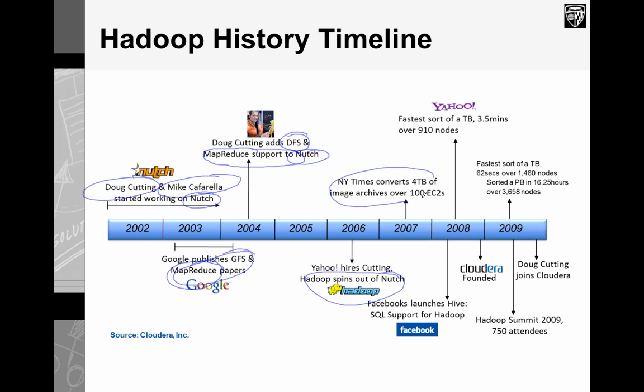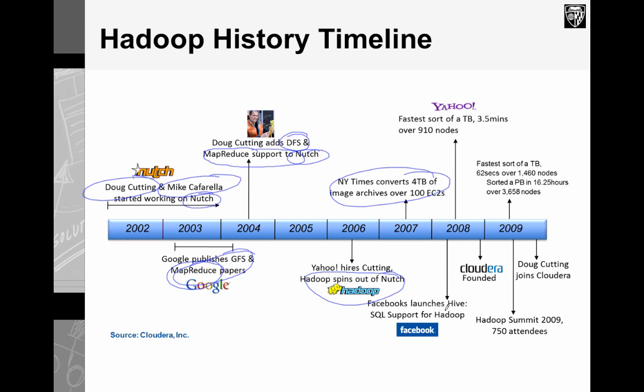Around 2007, an engineer at New York Times uses the Hadoop technology by launching about 100 EC2 machines in the Amazon cloud, loading image archives and converting the image archives from one format to another format. So that's actually the first example of Hadoop in the cloud that was talked about and written about in many magazines.